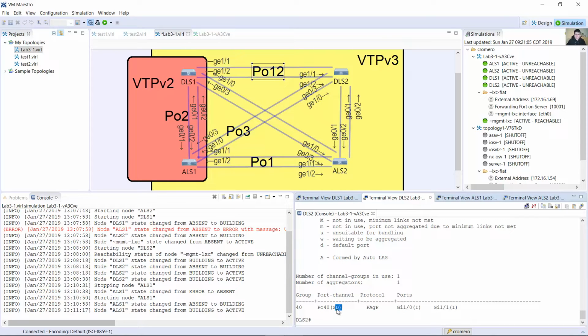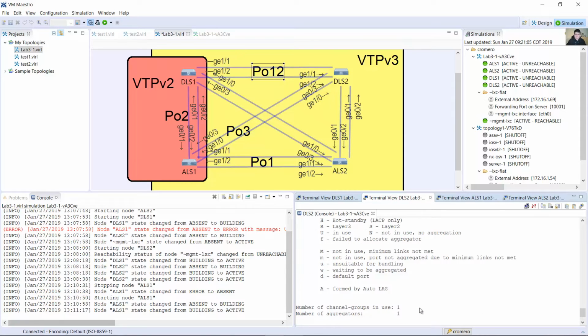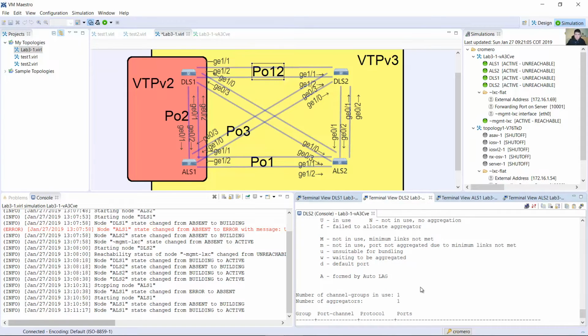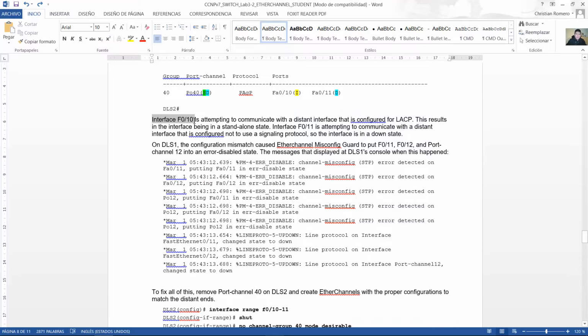Okay, Layer 2, default down, port channel 40, Port Aggregation Protocol, I uppercase: both physical interfaces are standalone, okay, not bundled. The first interface is attempting to communicate with a distant interface that is configured for LACP. This results in the interface being in a standalone state, the I uppercase. Another interface is attempting to communicate with a distant interface that is configured not to use a signaling protocol. So the interface is in down state, D uppercase.